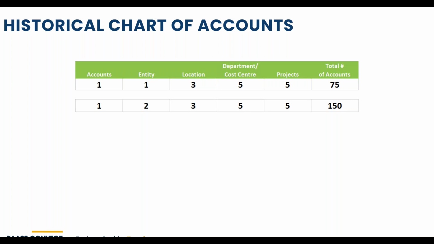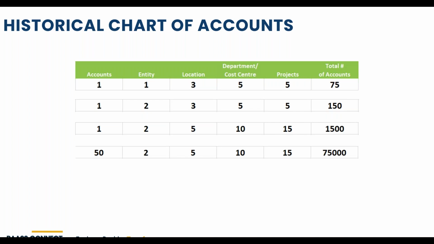So that one account now leads to 150 different combinations. If we increase the location from 3 to 5, departments, which is not totally outrageous, from 5 to 10, and projects from 5 to 15, you're looking at a 1,500 account combination. Remember, this is for one single account.